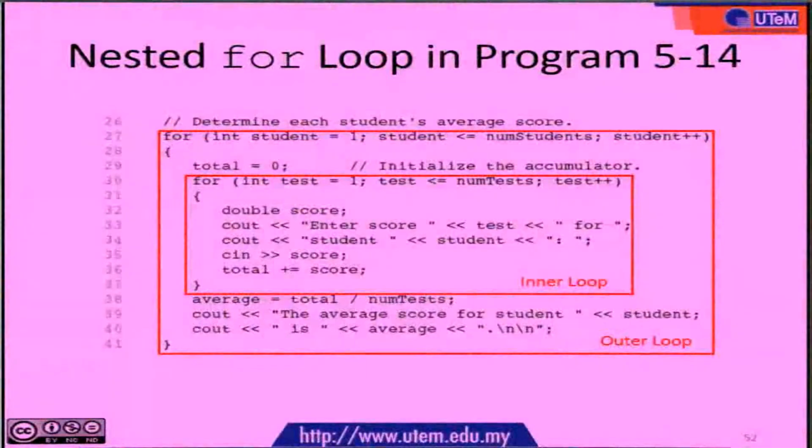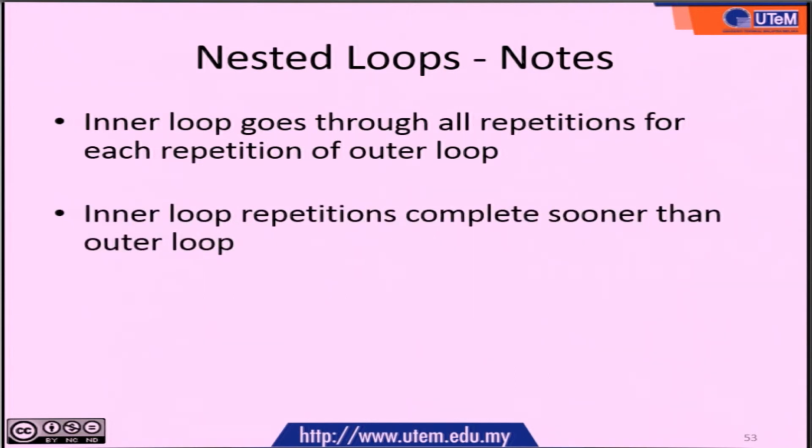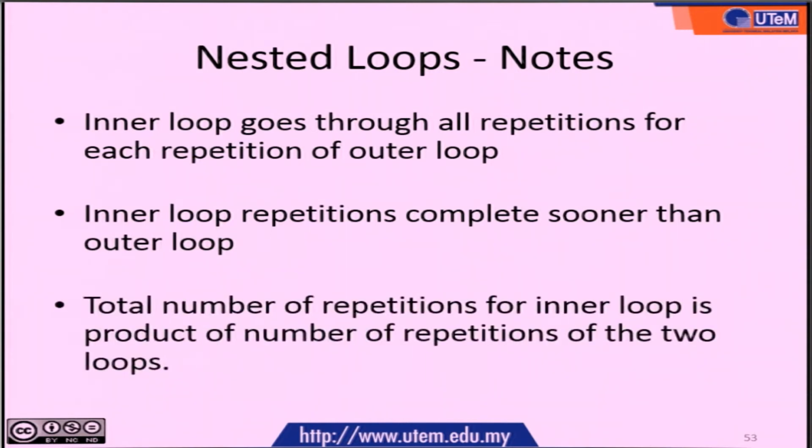Let's look at the nested loop in program 5-14. The loop inside of another loop is called the inner loop, and the loop on the outside is called the outer loop. The inner loop goes through all of its repetitions for each repetition of the outer loop. The inner loop repetition completes sooner than the outer loop. The total number of repetitions for the inner loop is the product of the number of repetitions of the two loops.